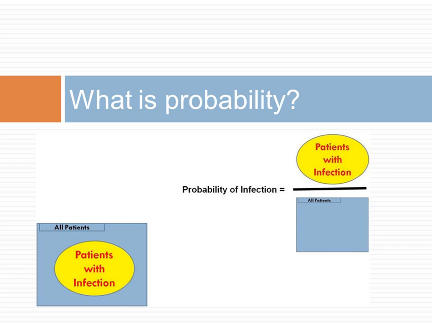The probability of an iatrogenic infection in the last month in our hospital is the number of patients who last month had an iatrogenic infection divided by the number of patients during the last month.